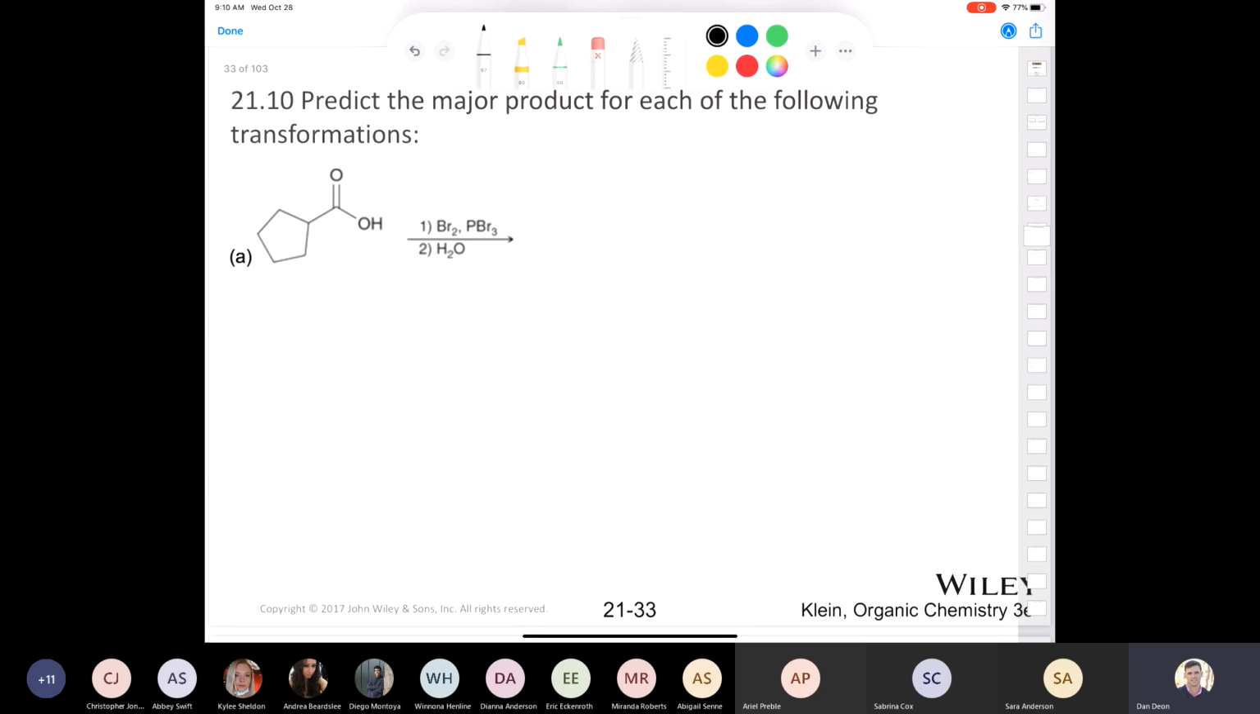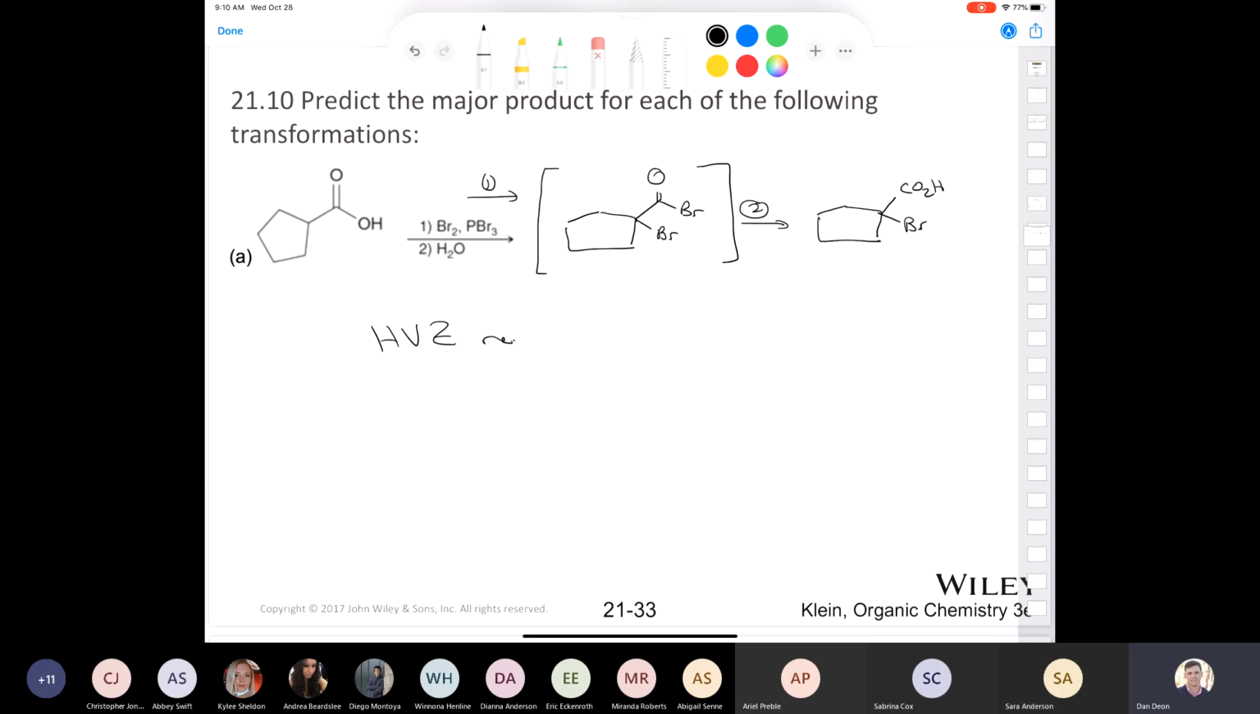Remember that the intermediate that's formed, and again, I'll never ask you to draw this intermediate, but if you're the kind of person that needs to know what is happening after every step, well, after the first step, you end up with this intermediate. You have the alpha bromo acid bromide in this case, and then you simply hydrolyze that with water in the second step, and you produce the alpha bromo carboxylic acid. So you can even use a condensed structure like that. There we go. So again, this is the HVZ reaction, the Hell-Volhard-Zelinsky reaction.